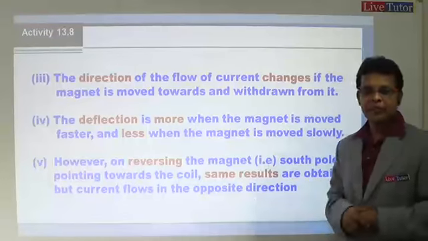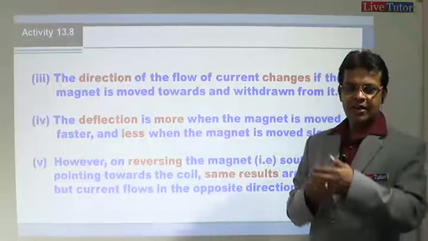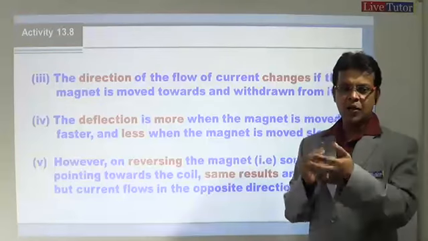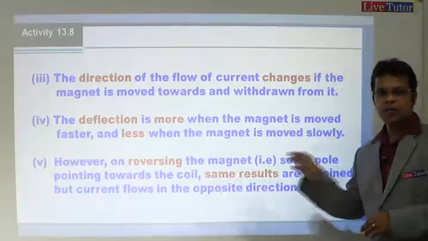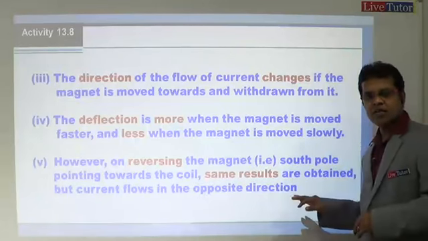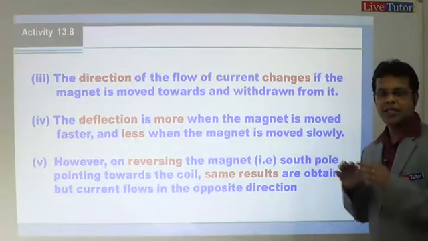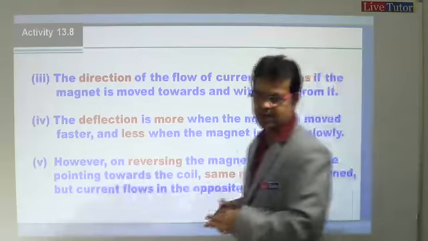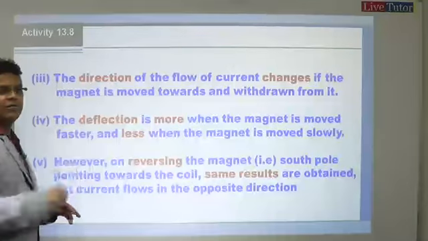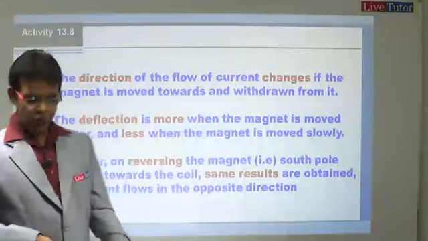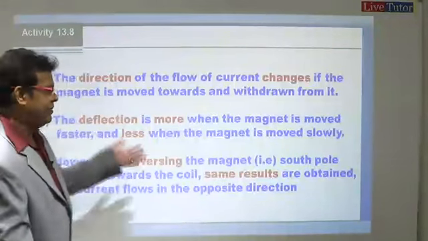And finally, when you are reversing the magnet, that is, instead of the north pole, the south pole is pointing towards the coil, what is observed? The same results are observed. The only thing is, the current is reversed. Current is flowing in the opposite direction. So, these are the 5 inferences made by Michael Faraday.